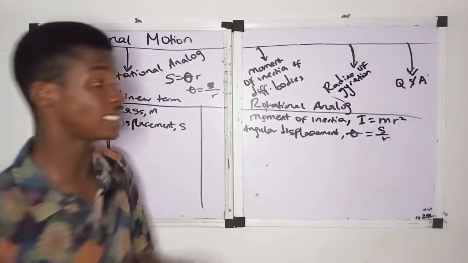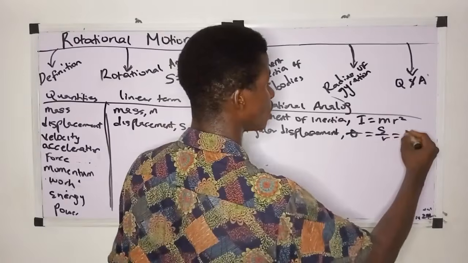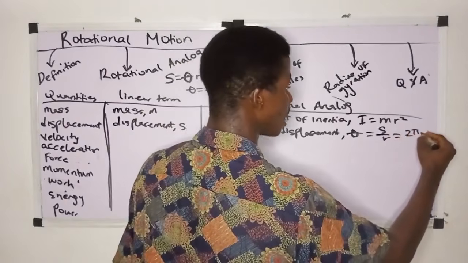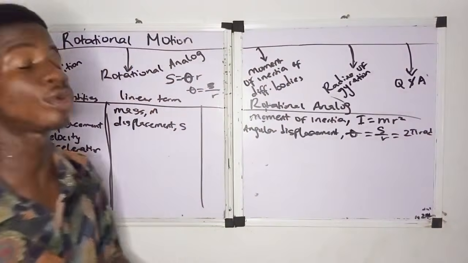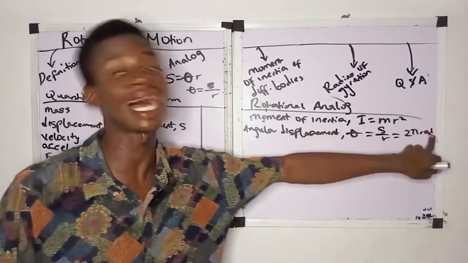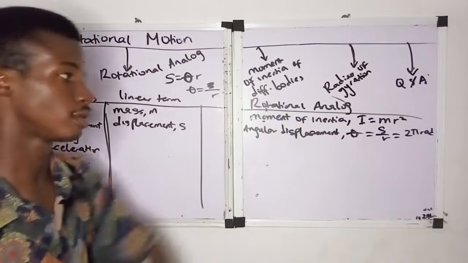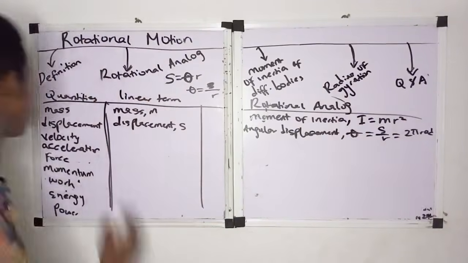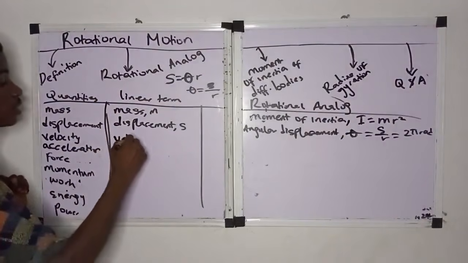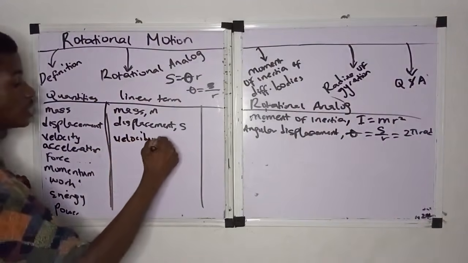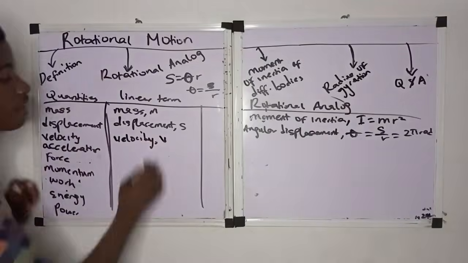Angular displacement for a full circle is equal to 2 pi in radians. This is very important. Then we move to the next part, velocity. In linear terms, it is still velocity, represented by v.